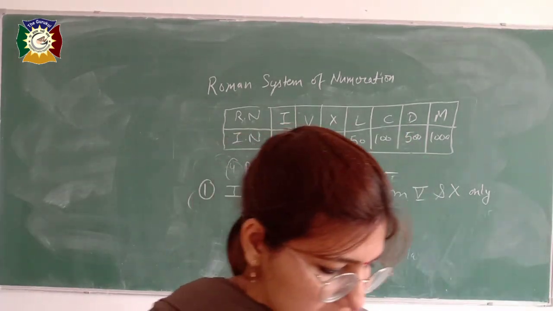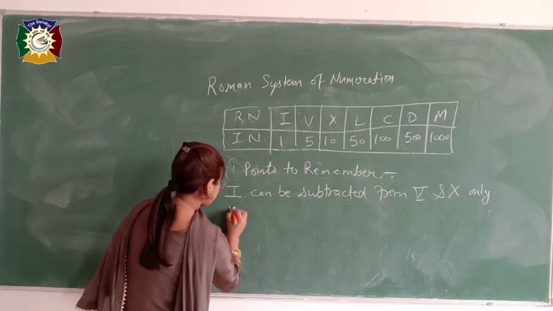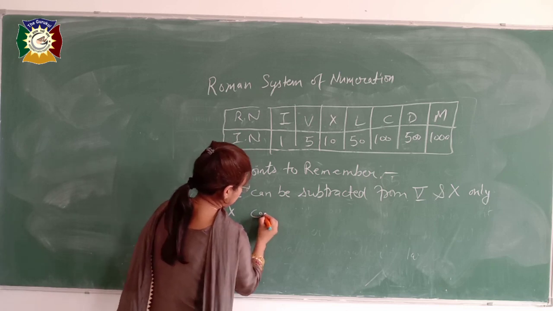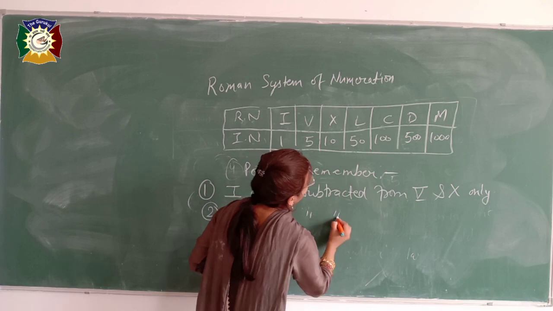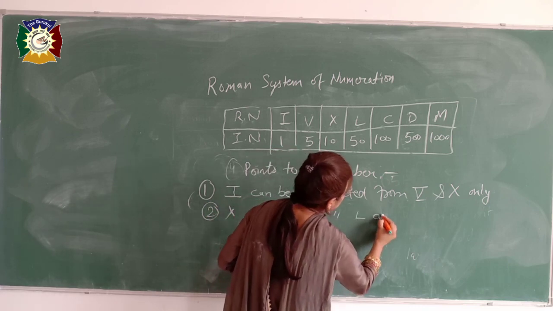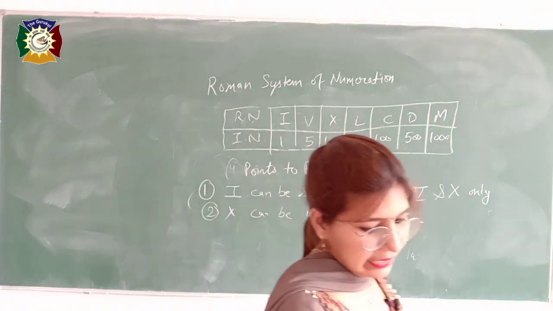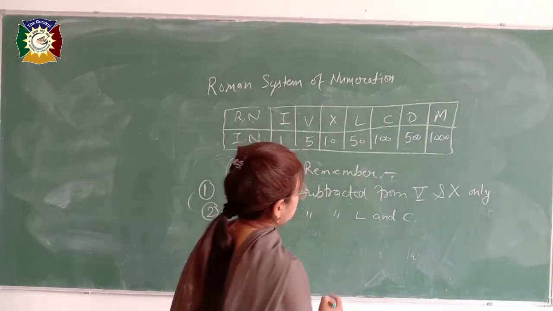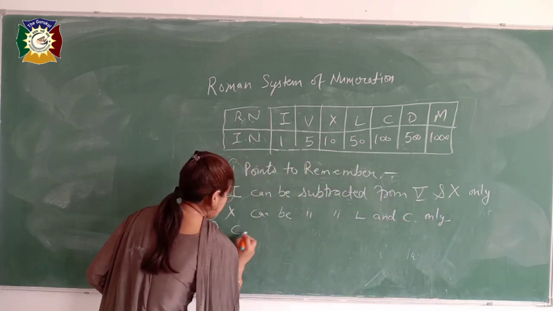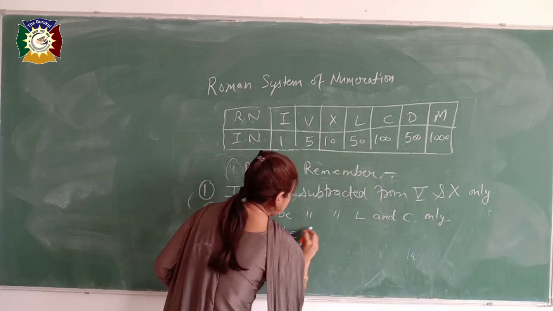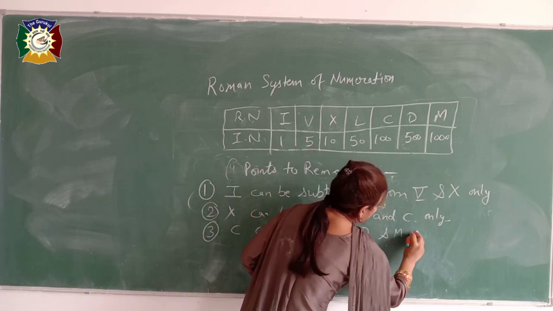Second point to remember: X can be subtracted from L and C only. Third one: C can be subtracted from D and M only.